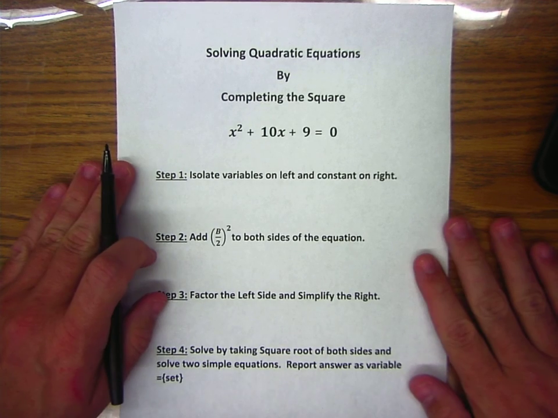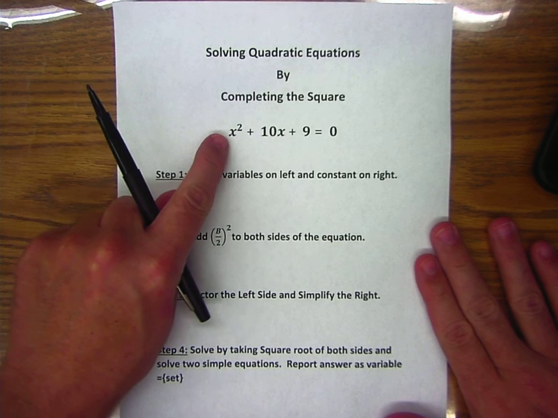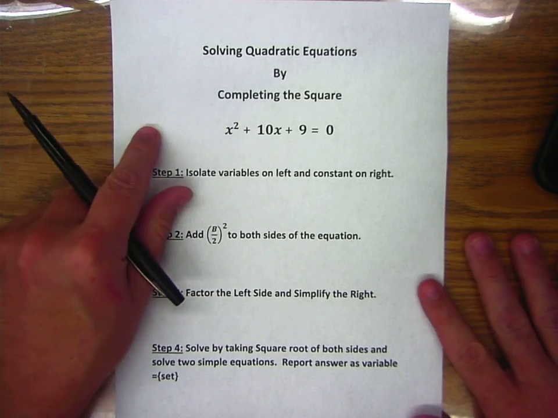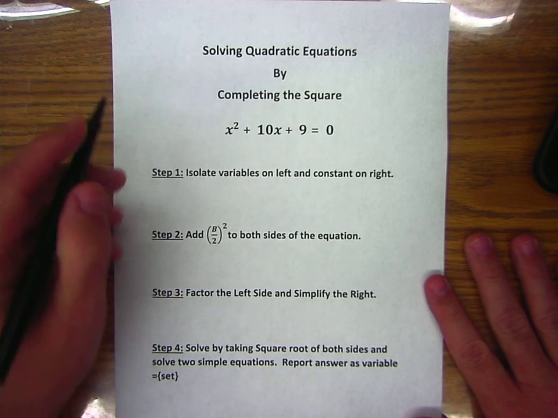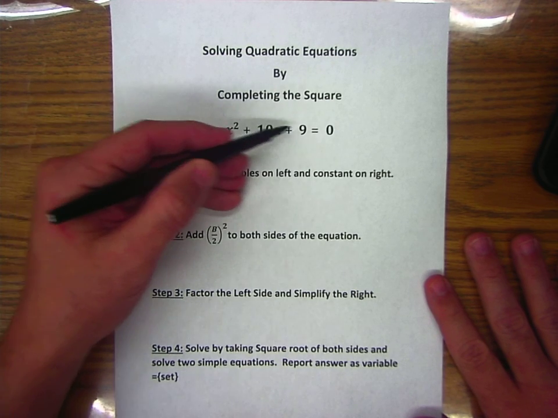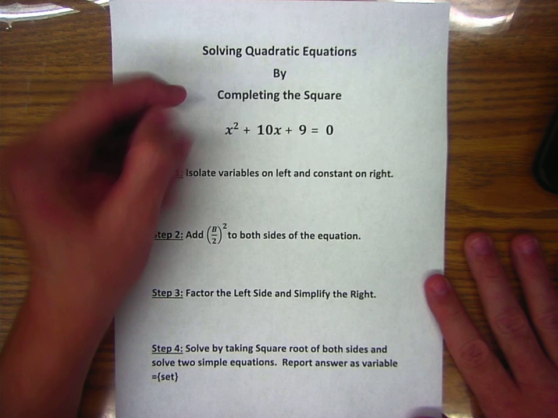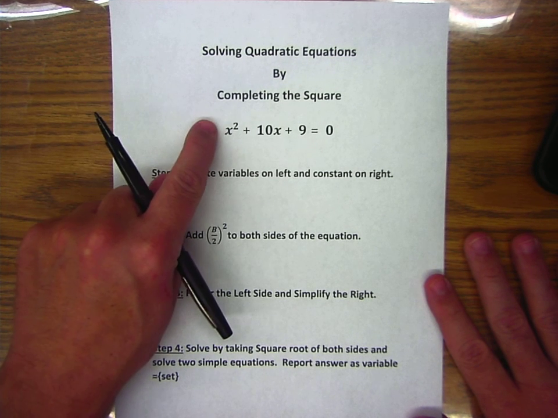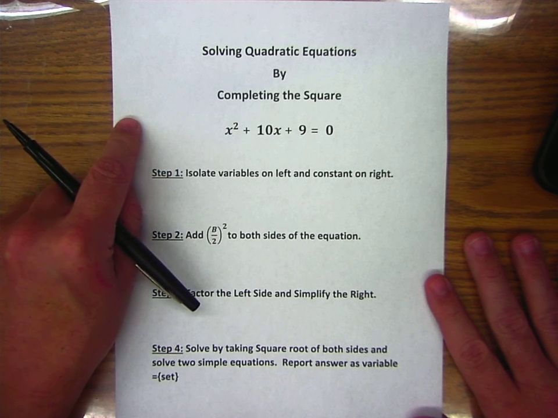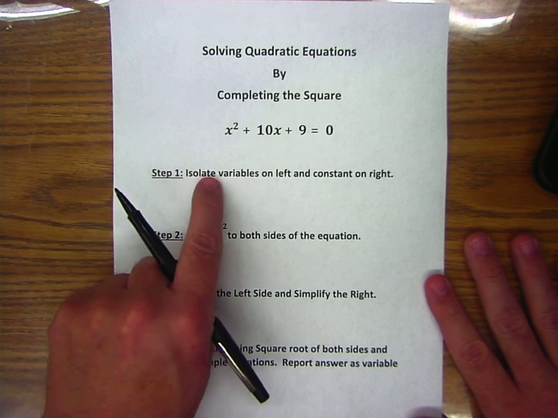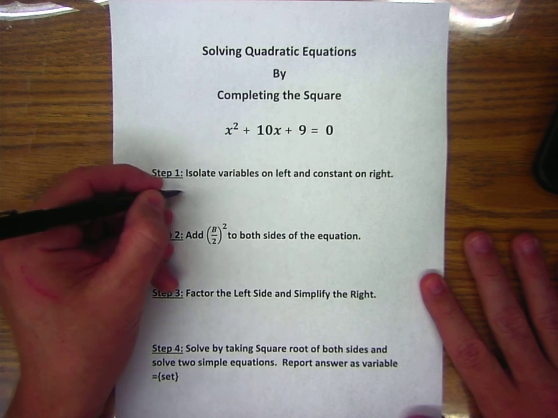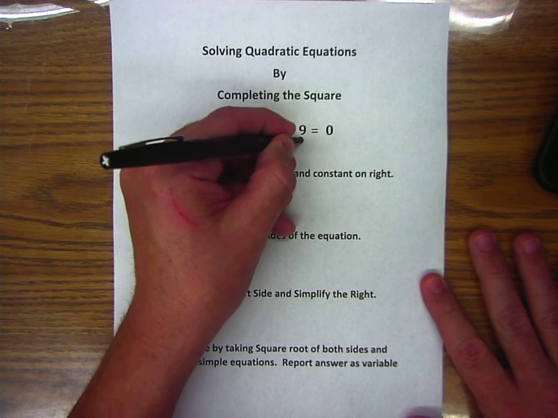Let's start off by identifying its components. It's this quadratic equation, x squared plus 10x plus 9. It's in standard form, ax squared plus bx plus c is equal to 0, where a is 1. Solving quadratic equations by completing the square will not work unless your a value is 1. So let's go ahead and start by isolating the variables on the left and the constant on the right. We're going to do that by subtracting 9 from both sides.